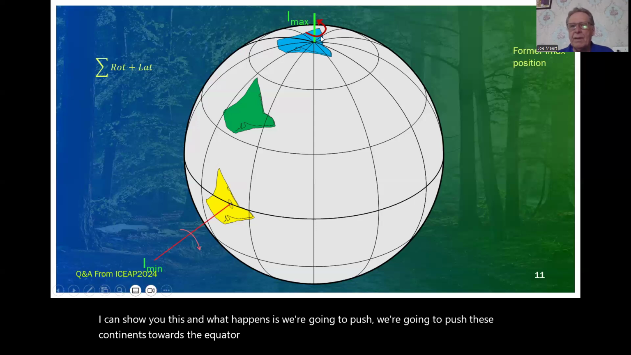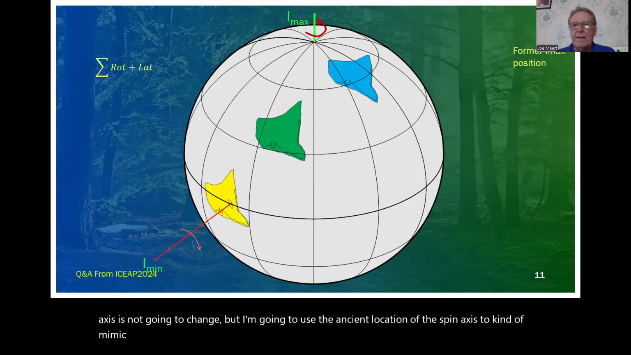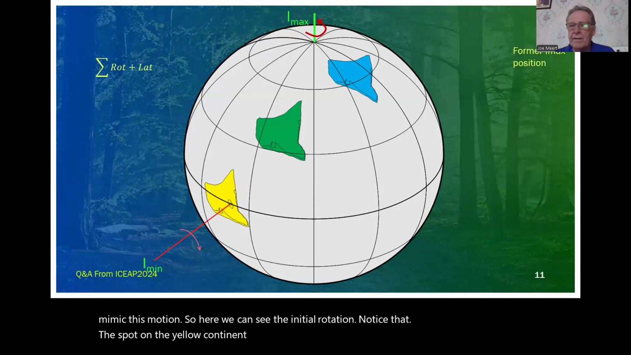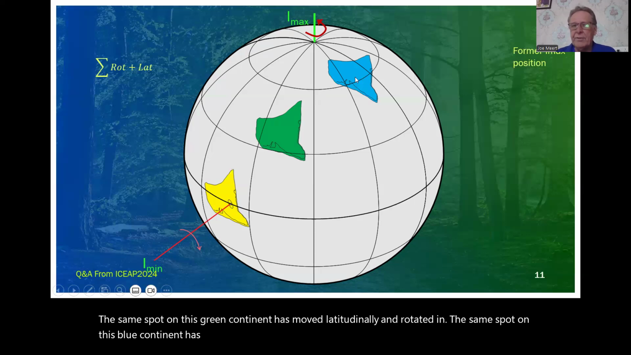And in doing so, we're going to maintain the spin axis. The spin axis is not going to change, but I'm going to use the ancient location of the spin axis to kind of mimic this motion. So here we can see the initial rotation. Notice that the spot on the yellow continent has only rotated. It has not moved latitudinally. The same spot on this green continent has moved latitudinally and rotated. And the same spot on this blue continent has only moved latitudinally.